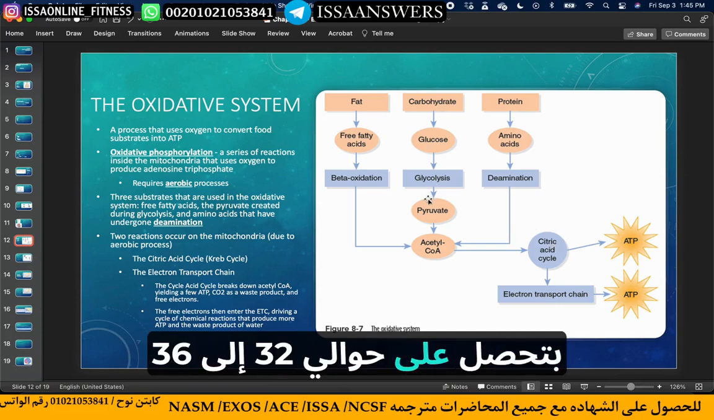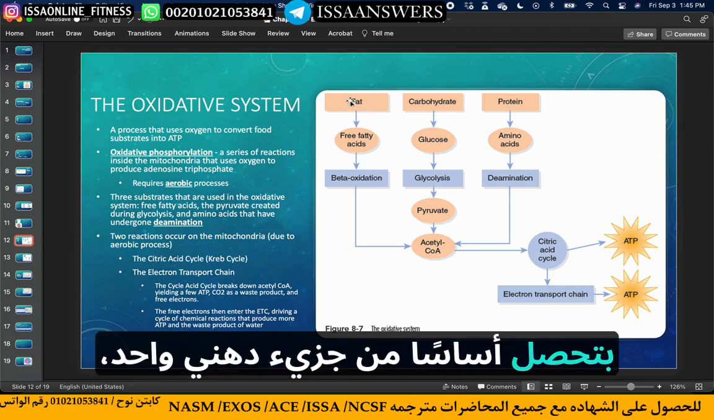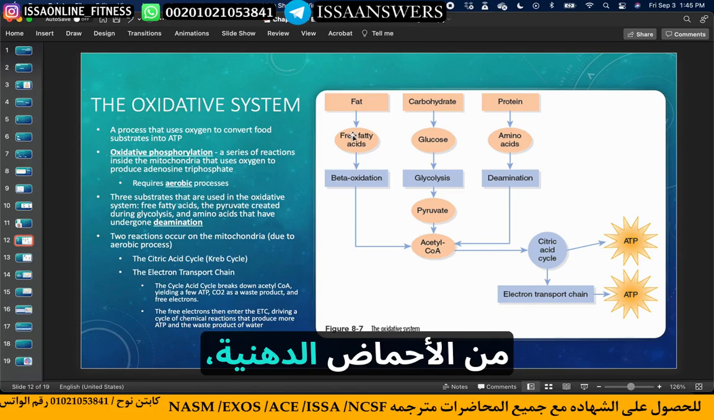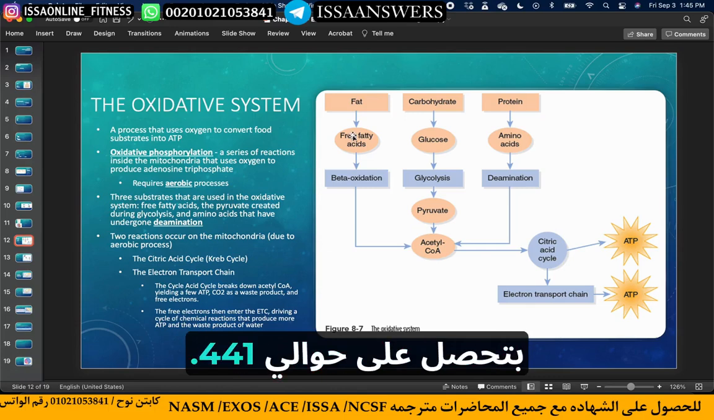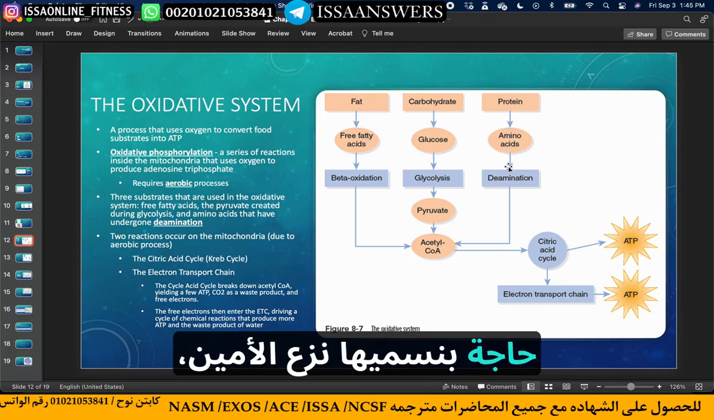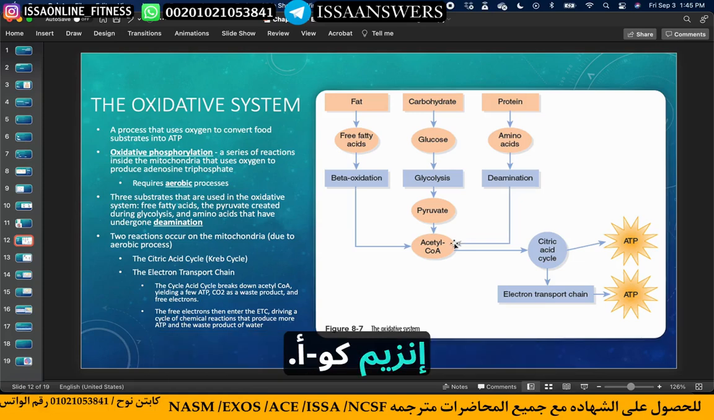Carbohydrate breakdown, you get about 32 to 36 ATP produced per molecule. Fat, basically, for one fat molecule, one triglyceride, you will get 460. From fatty acids, you get about 441. And then proteins are broken down through what we call deamination, and they would get shuttled in as acetyl coenzyme A very quickly.